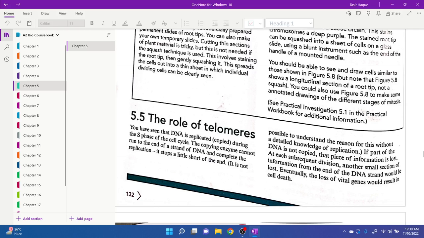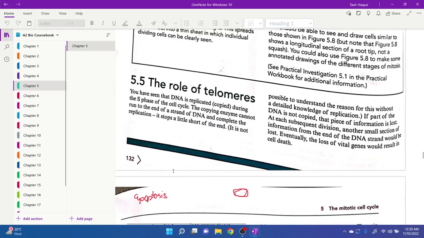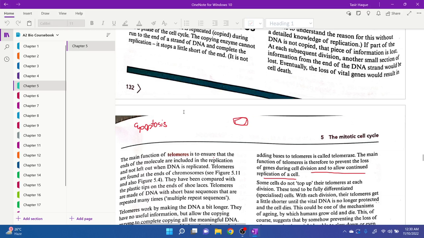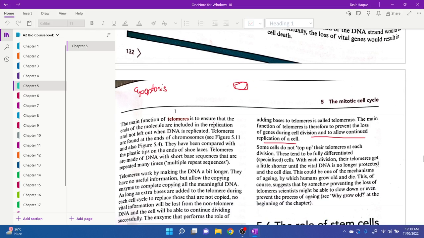The copying enzyme can't really run to the end of a strand. It stops a little short of the end. So we actually lose genes over time. So what is the main function of the telomere? It is to ensure that the ends of the molecules are included in the replication, not left out when DNA is replicated. Telomeres are found at the ends of chromosomes.